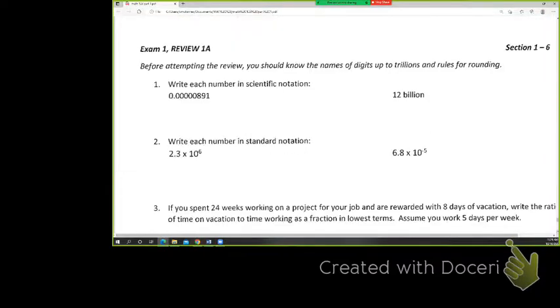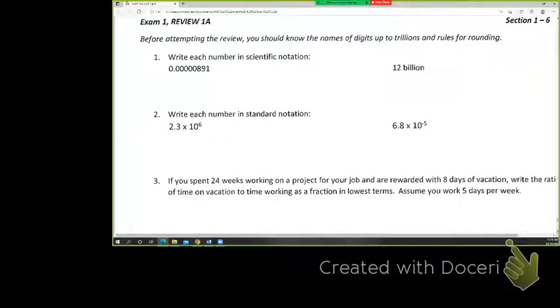So the first part is just asking you to put things in scientific notation, and a reminder that when we see billion during the test, I'm not going to tell you how many zeros that has. So you need to know, up to trillions, how many zeros that means, or how many 10 to what power. And also be sure about your rounding.